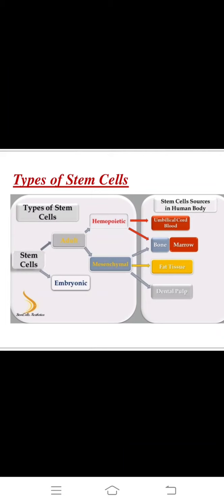First, adult stem cells are classified into two types. The first one is hemopoietic, and the other one is mesenchymal. Hem means blood, so hemopoietic stem cells come from umbilical cord blood and bone marrow. Mesenchymal stem cells form bone and bone marrow, fat tissue and dental pulp.